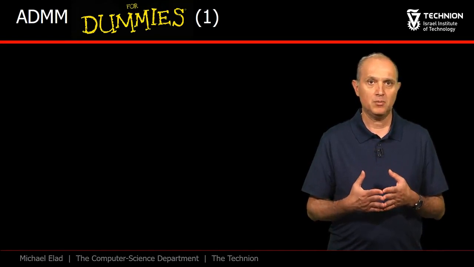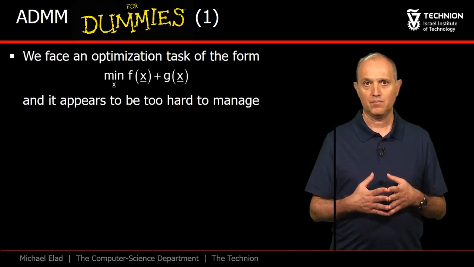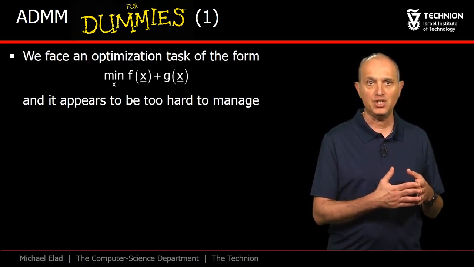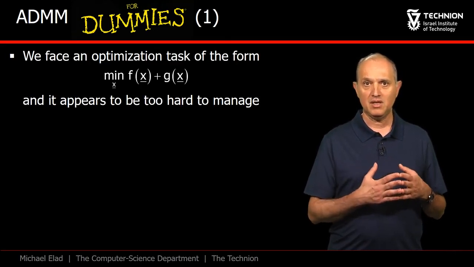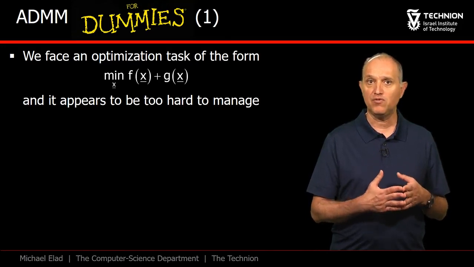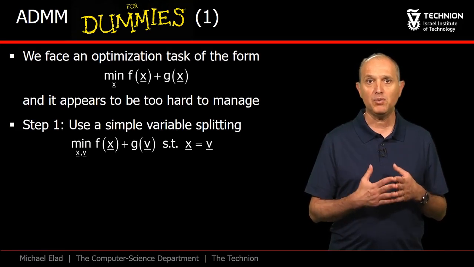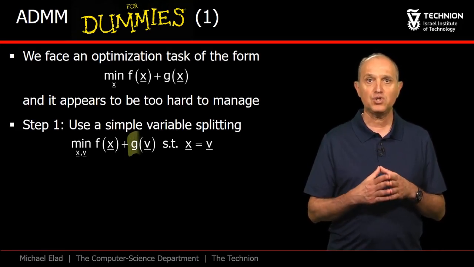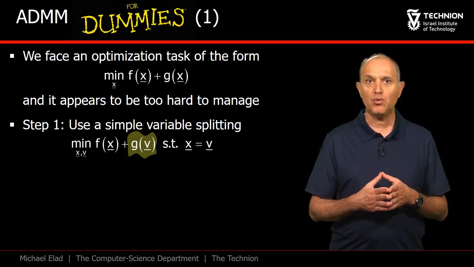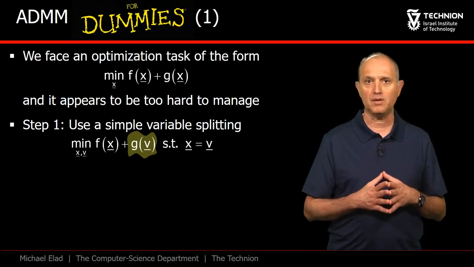ADMM is a beautiful trick in optimization theory based on the well-known augmented Lagrange idea. We are given an optimization task of minimizing the sum of f and g with respect to x. Assuming that this task is hard, we seek an alternative that will enable us to separate these two functions. First, create a dummy variable v that is forced to be equal to x and plug it into the function g as shown here. The new problem should be minimized with respect to both x and v. Clearly, the new task is entirely equivalent to the original one.